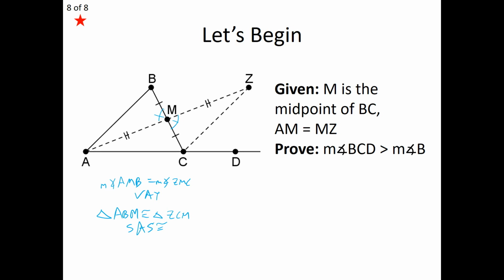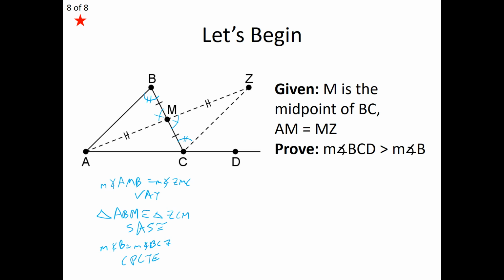That means we open the door for our best friend, CPCTC. But what are we looking for? Specifically, I'm looking at angle B this time. Angle B is now equal to a corresponding angle of that triangle we just proved congruent. This angle here, angle BCZ. So I know that the measure of angle B is equal to the measure of angle BCZ. So where are we going with this? Why is it important that we know those two angles are actually equal?